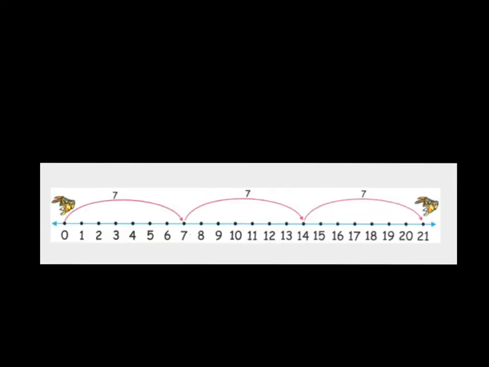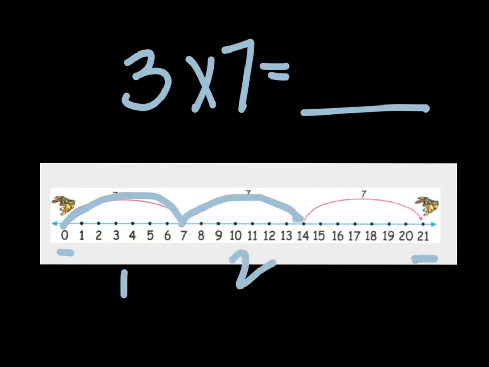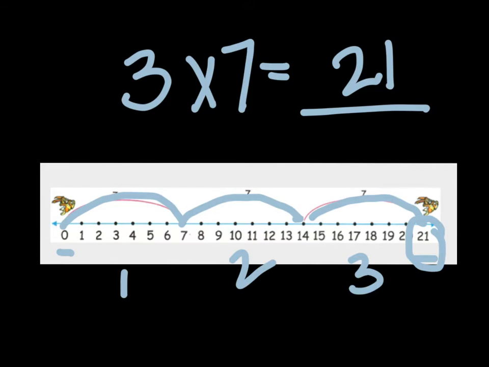Here you have another number line, but this time our number line starts at 0, it ends at 21, and we're counting by 7s. If you look here, you're going to notice there are 3 hops. Our rabbit's hopping 3 times, so I have 3 groups of 7 to equal an answer. So this is hop 1, hop 2, and hop 3 lands me at the number 21. So the product of 3 groups of 7 is 21.